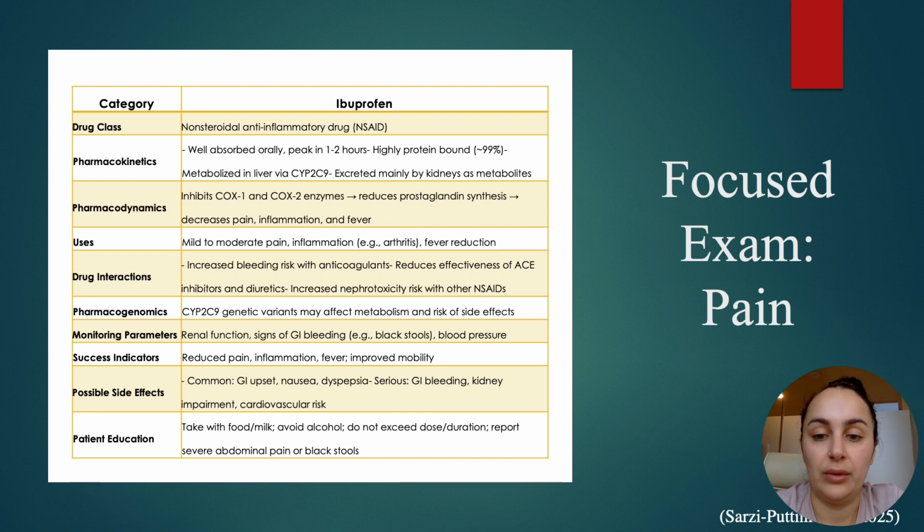Success is indicated by reduced symptoms and improved mobility. Common side effects include gastrointestinal upset and nausea, while serious risks include gastrointestinal bleeding, kidney impairment, and cardiovascular issues, especially with long-term use. Patients should take ibuprofen with food or milk to minimize stomach irritation and avoid alcohol to reduce bleeding risk, adhere to prescribed doses and duration, and promptly report any severe abdominal pain or unusual bleeding.